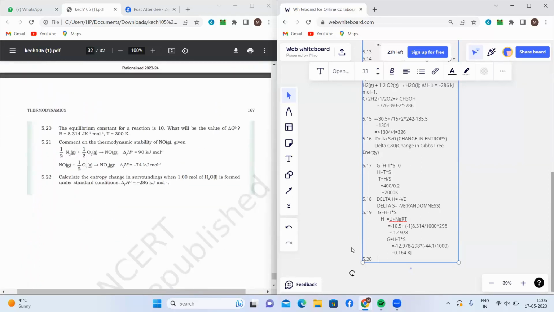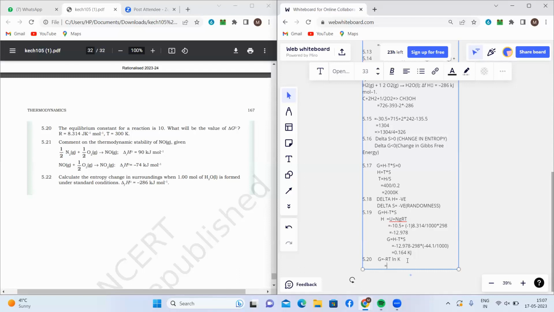What's been this question? We have been given the equilibrium constant for the reaction is 10. What is the value of delta G? It's again simply a formula based question. Delta G is equal to minus RT ln K. Here, let me explain you the meaning of the symbols. R is equal to universal gas constant. T is equal to temperature and ln K, where K is the equilibrium constant for the reaction.